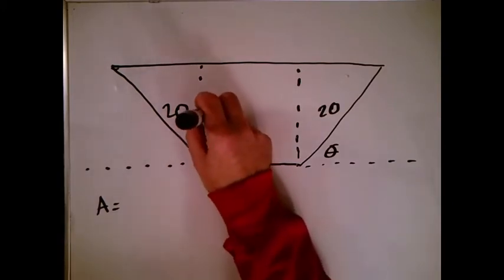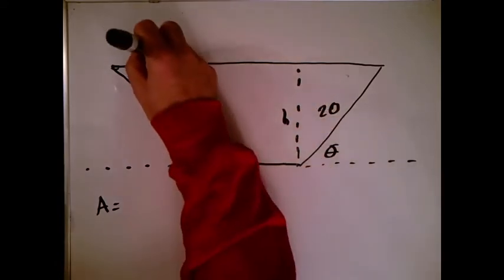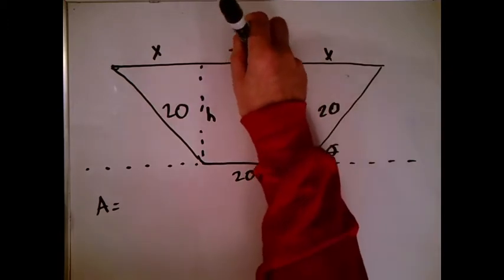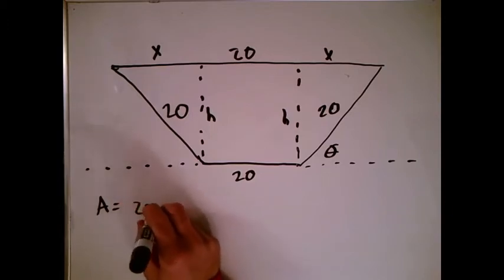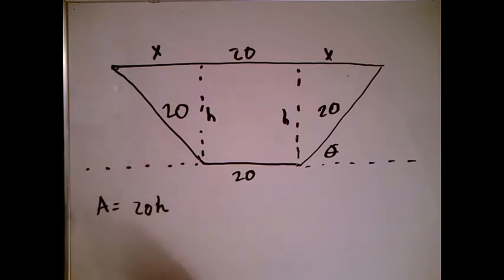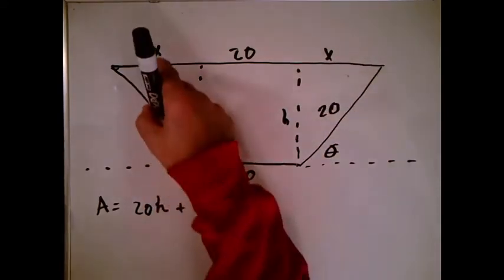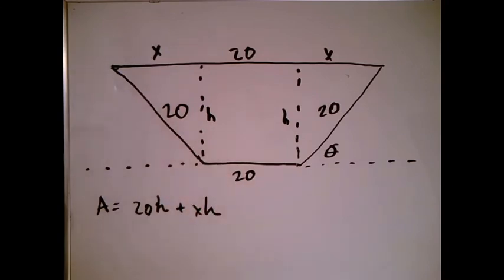Now what am I going to get here? I have to call something like this h, because I don't know what it is. That one's 20, which is great. How about if we call this x, and this is still 20? And so the area is going to be, let's see here, 20h. That's not so bad. Plus 1/2 x times h plus 1/2 x times h. Well, that's just xh. And that's not miserable.